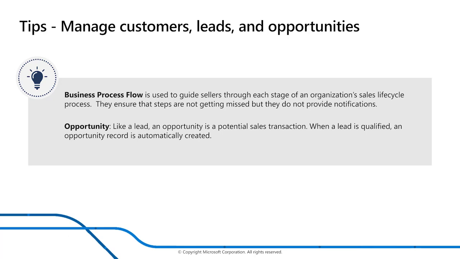Now, an opportunity. So it's like a lead. An opportunity is a potential sales transaction. When a lead is qualified, an opportunity record is automatically created. So on that lead qualification process, the two other things that happen at that point in time is if we've got our contact information, so who we're dealing with. If we do have company information, an account is also created at the same time automatically.